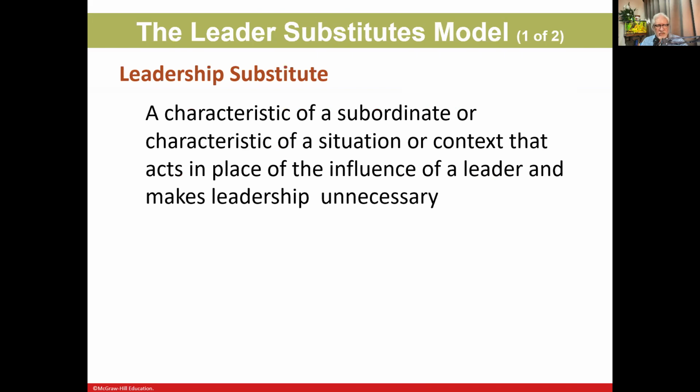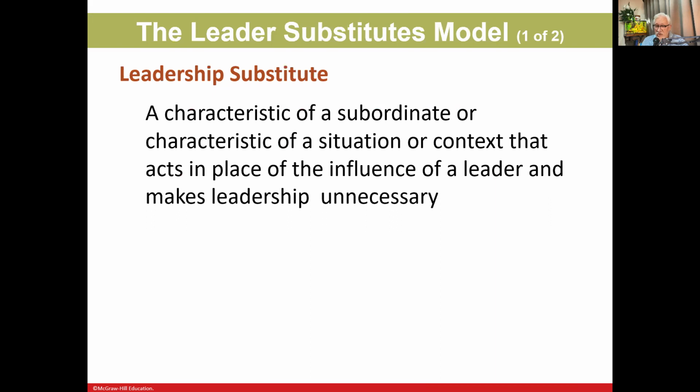A characteristic of a subordinate, or a characteristic of a situation or context, can act in place of the influence of a leader. In other words, a shrewd, smart leader is going to say, hey, do I actually need to lead over here, or can I rely on the characteristics of the subordinate, or just the nature of the situation?